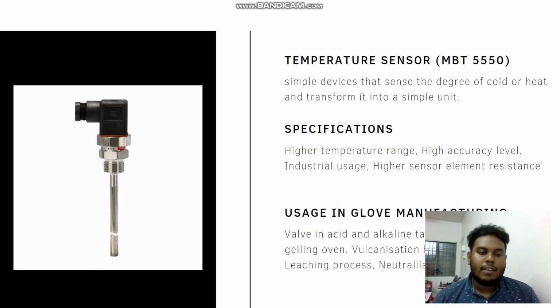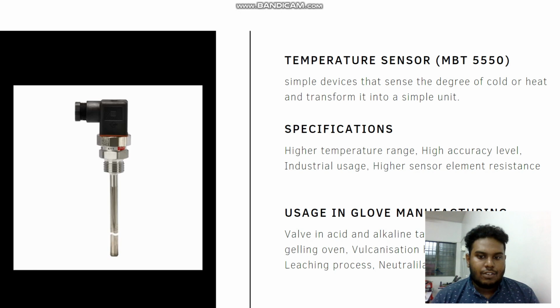So, next, let's see the first sensor. The first sensor is the temperature sensor, which is MBT5550. This sensor is a simple device that senses the degree of cold or heat and transforms it into a simple unit that we can analyze and collect data from. The specification of this temperature sensor is that it works at a higher temperature range with a higher accuracy level. It is used in industry because of the higher sensor element resistance.